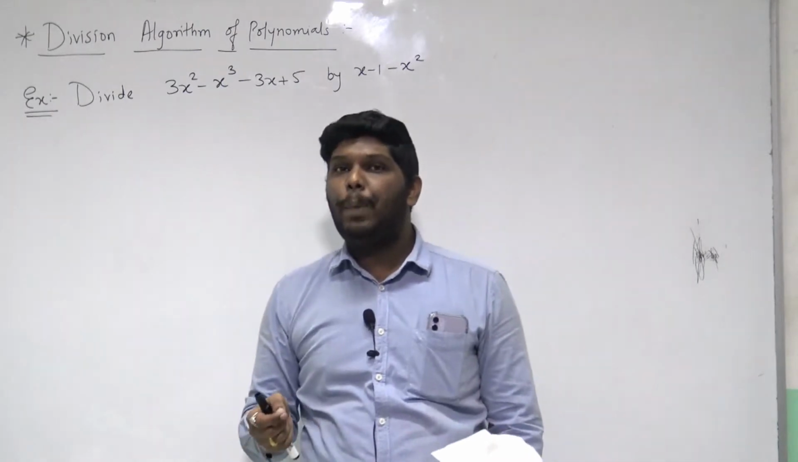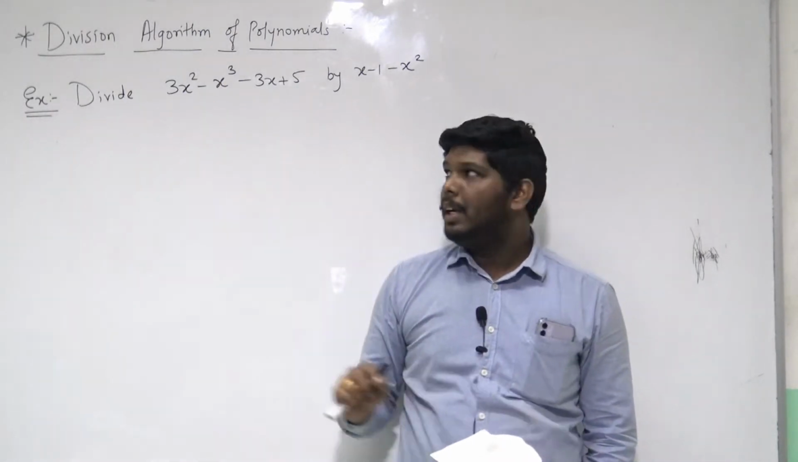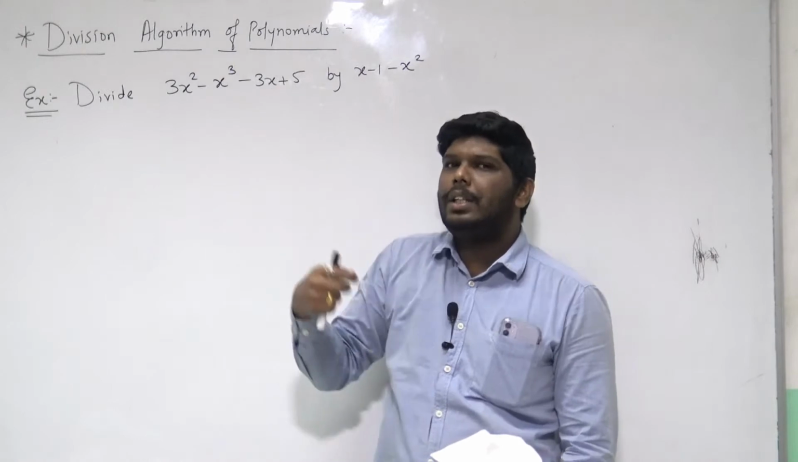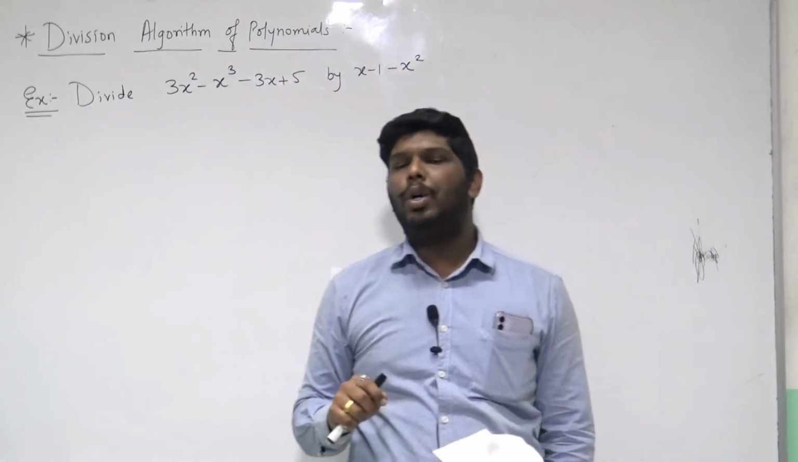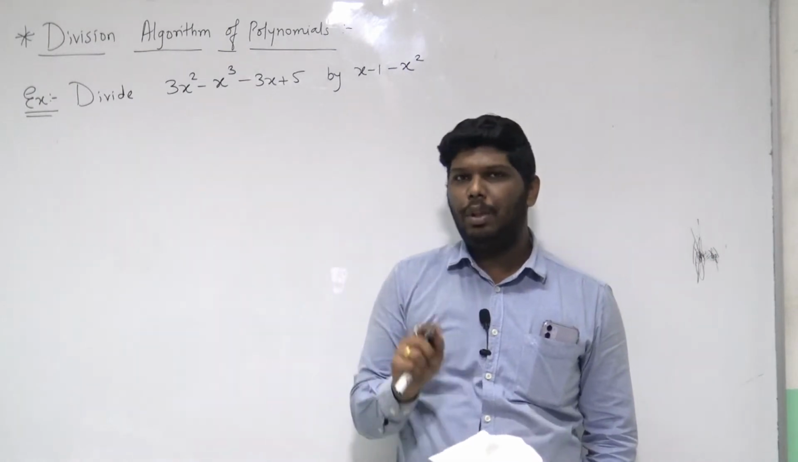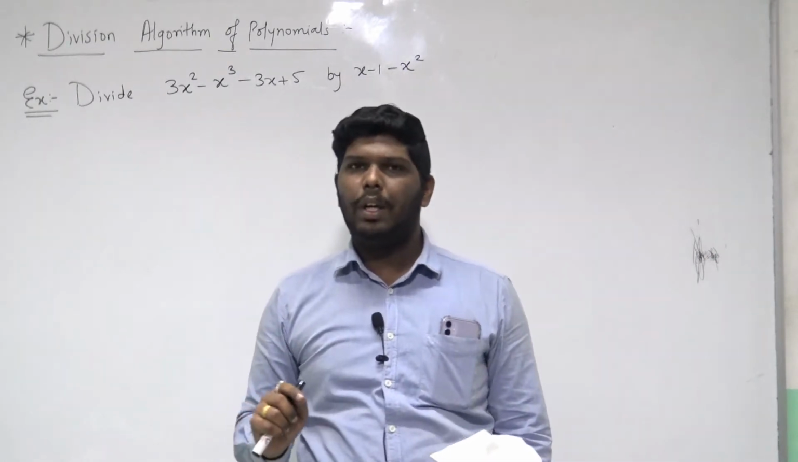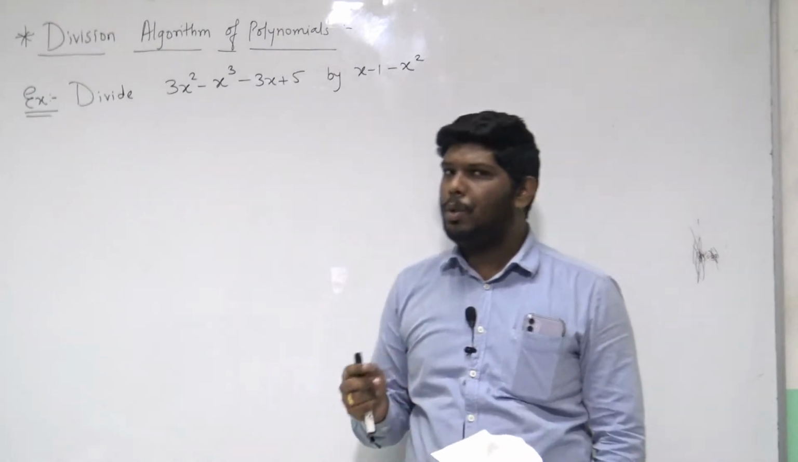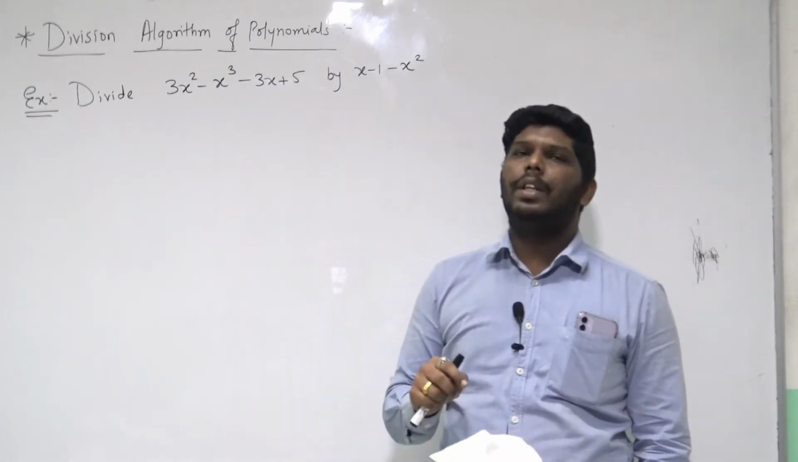Second thing, if any particular term is absent, like here suppose let us see that x term is absent. Okay, so in that case what you will write? You will write 0x over there. Or suppose x square term is absent, so there you can write 0x square. Okay, so these two things first we should take care of before starting with the long division.